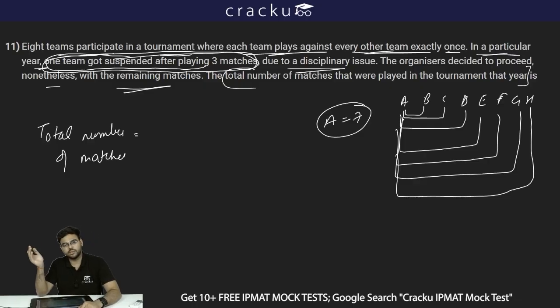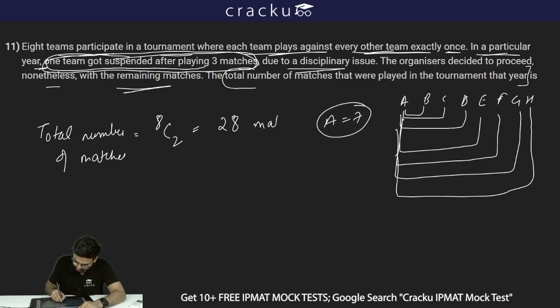If that team was not removed, it will be 8C2. There were 8 teams and each team is playing with every other team. So the total number of games will be 8C2, which is 8 into 7 divided by 2, which is 4 into 7, 28 matches. So that is the total number of matches when no teams are removed.